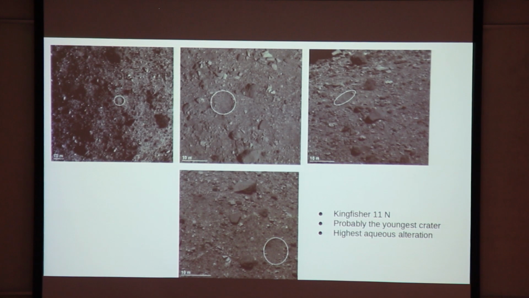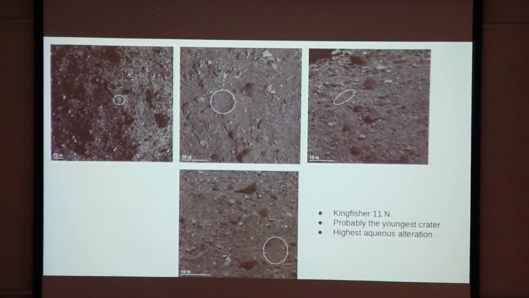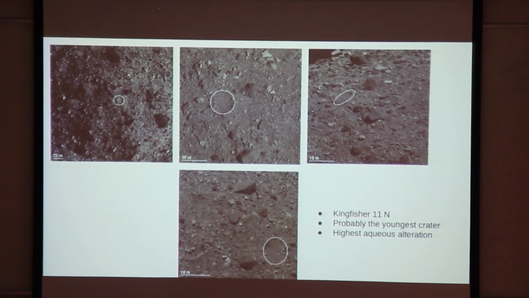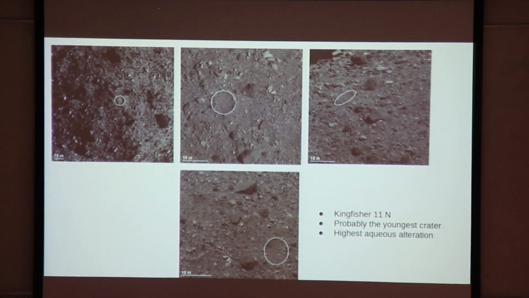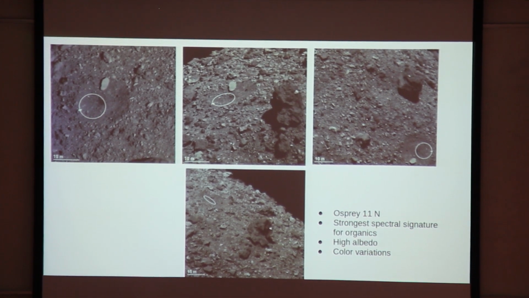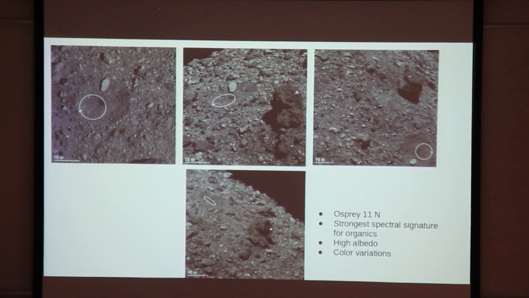And this is the second site, called Kingfisher. The names all come from Egyptian mythology, as the sites and birds' names have origins related to Egypt. This appears to be a young crater, and it also has the highest absorption band at 2.7 microns. And this is the other site, called Osprey, and it also has the highest organics spectral signature after about 3 microns, and shows high albedo and other color variations.